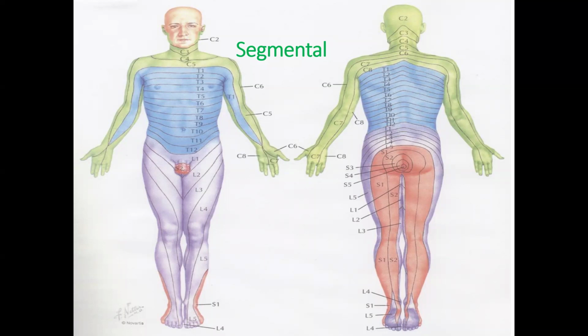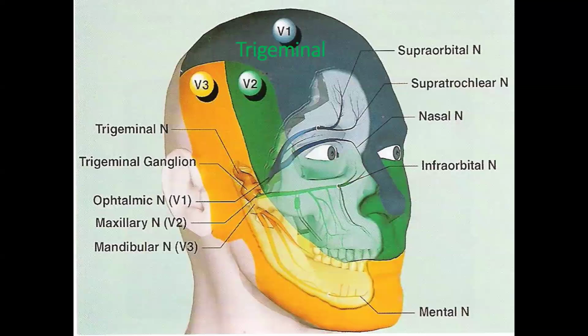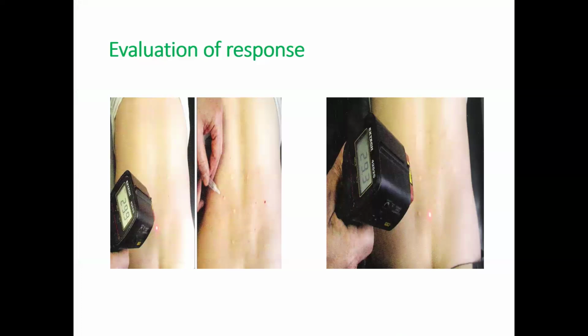So you need to be aware of the segmental anatomy here. Of course, the trigeminal has its own anatomical pattern, different from the rest of the body, because you have three nerves supplying the face: the ophthalmic, maxillary, and mandibular.